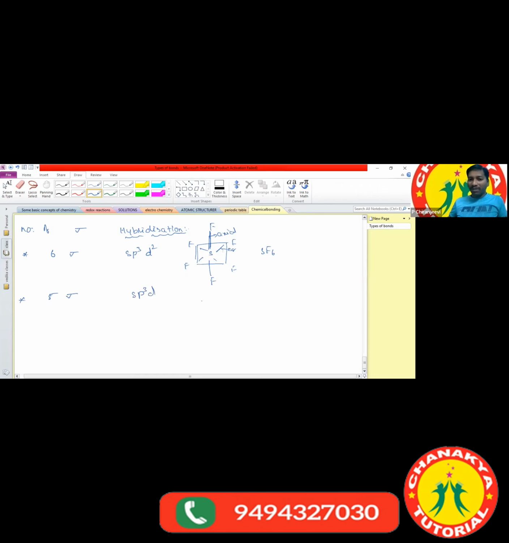What is the best example for this? PCl5. Phosphorus is the central atom. Three chlorines are present at the three corners of the trigonal planar. One chlorine atom is present above the plane, and one chlorine atom is present below the plane.